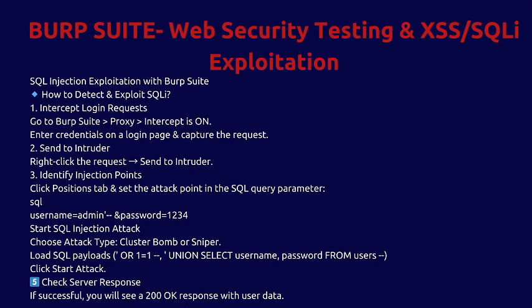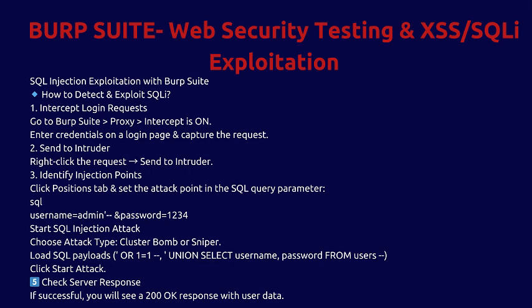SQL injection exploitation in Burp Suite. How to detect and exploit SQLi. Number one, you intercept login requests. You go to Burp Suite, go to proxy, and make sure the intercept is on. Enter credentials on a login page and capture the request. Send to intruder: right-click the request, then send to intruder.